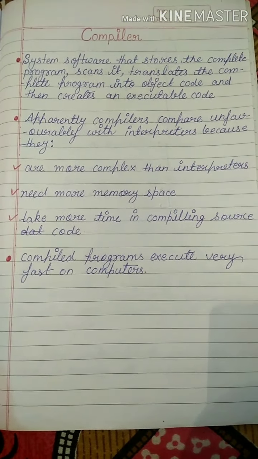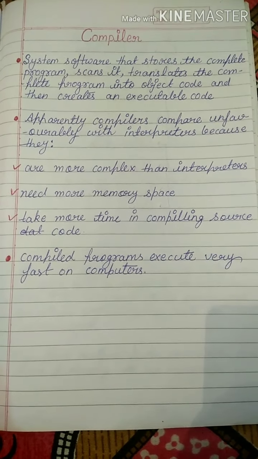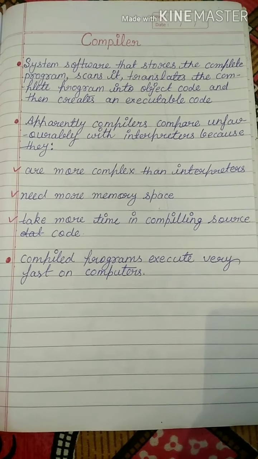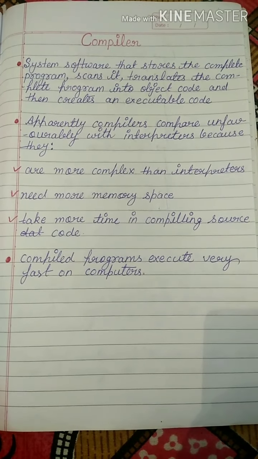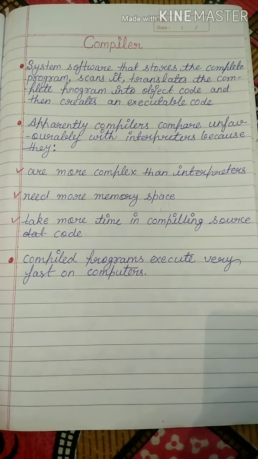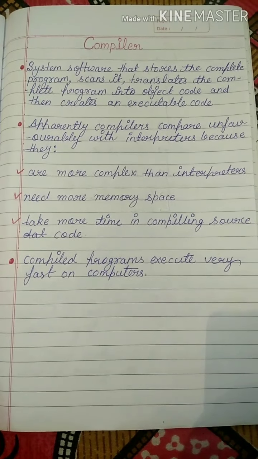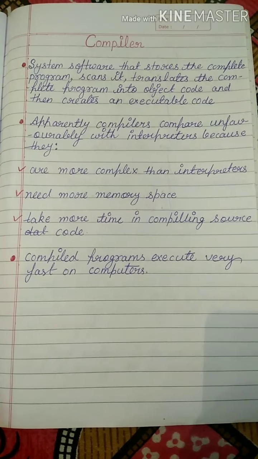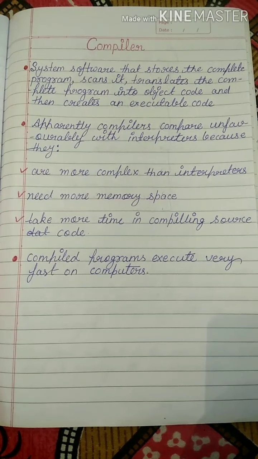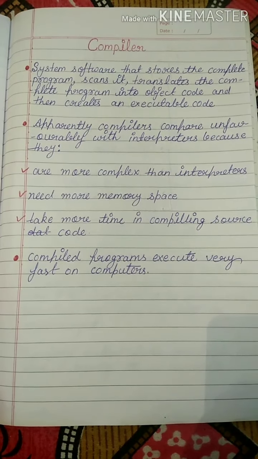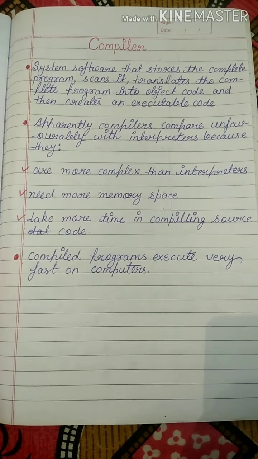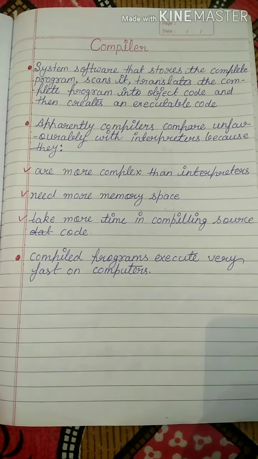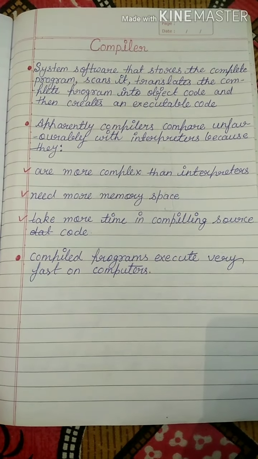Apparently, compilers compare unfavorably with interpreters. Why? We discussed interpreters in our previous video. I am saying here that they are not better than interpreters. Why? Because they are more complex than interpreters. Why are they more complex? Because they are doing so many things. They are storing it, scanning it and then converting it into executable code. It needs more memory space. Why? Because it is doing lots of functions. It takes more time in compiling the source code.